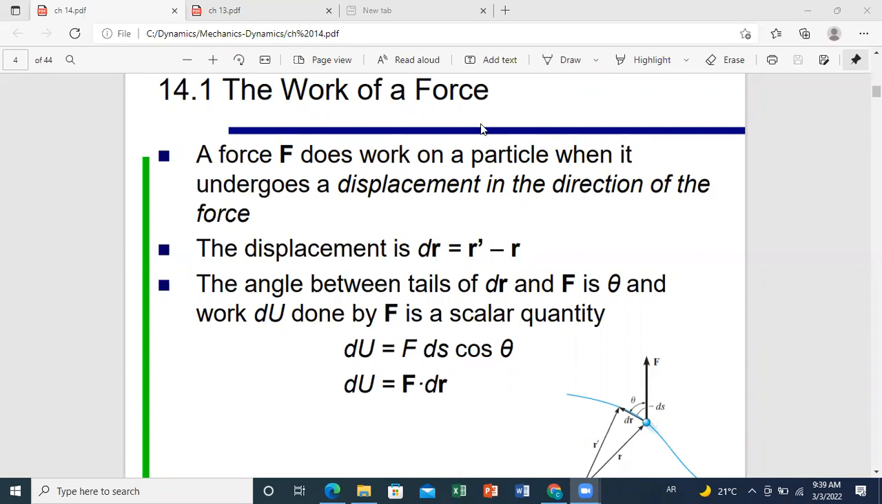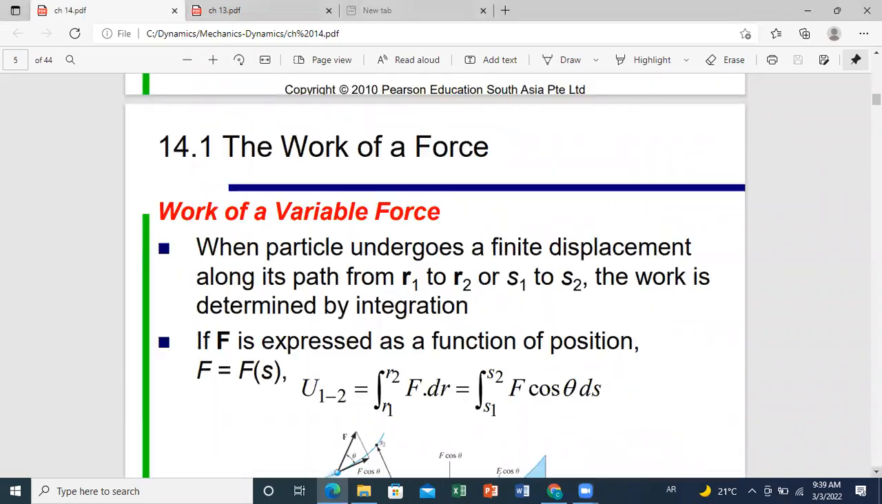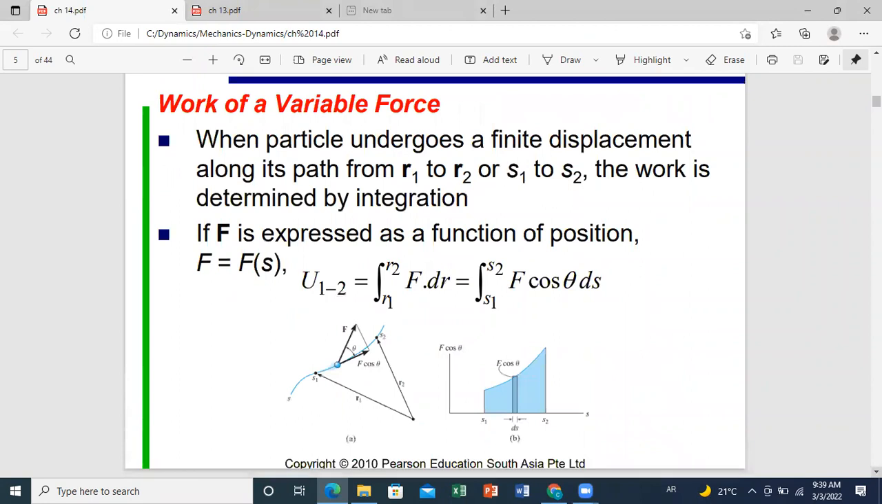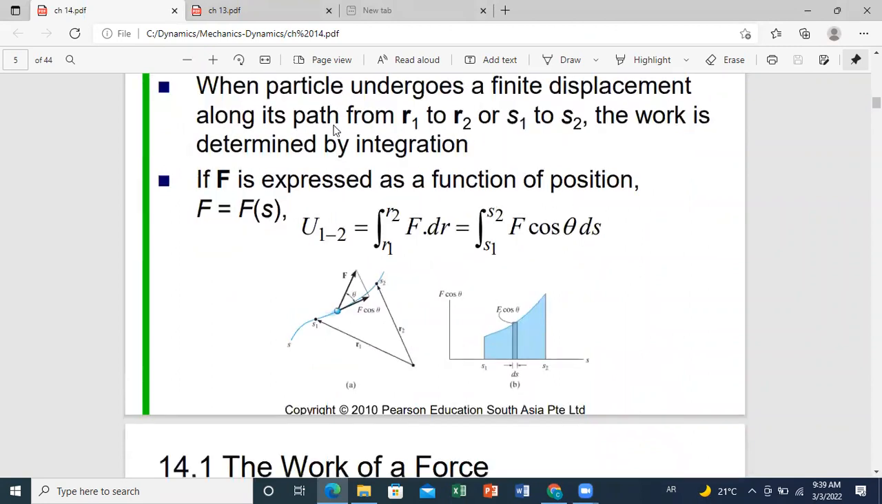Welcome. Okay, so now, as we said, if you want to find the total work when going from position 1 to position 2, then we have to follow an integral procedure. To do the integral procedure, we should have F as a function of s. If F is varying, theta can also be varying, so then I should provide theta as a function of s. Or I can use a graphical method.